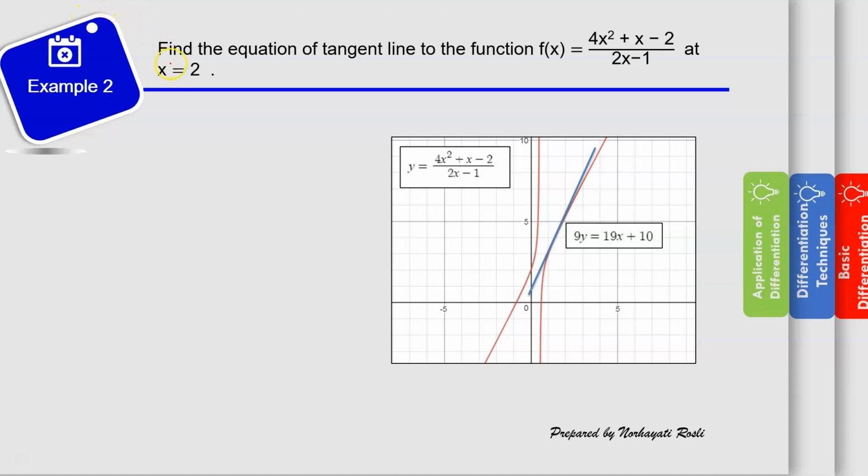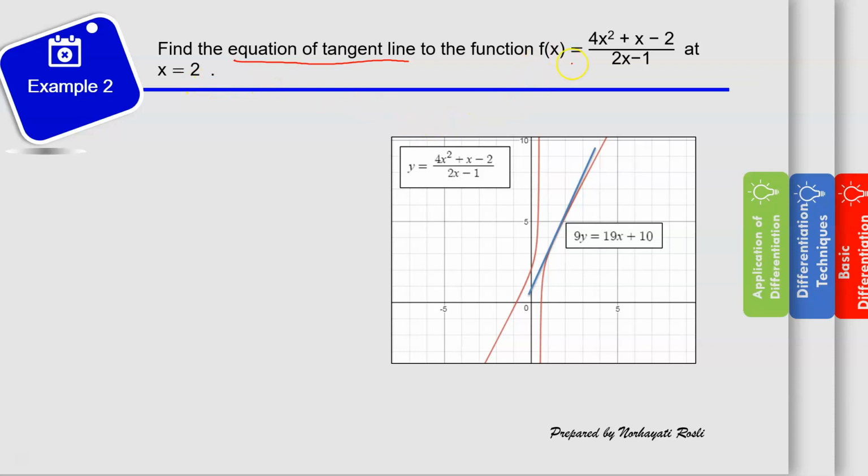Now we go to this example 2. We want to find the equation of tangent line. So this question asks us to find the equation of tangent line, not just gradient. Remember, we have 3 steps before, to the function f(x) at point x equal to 2.